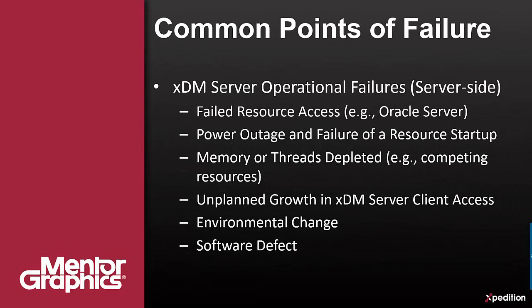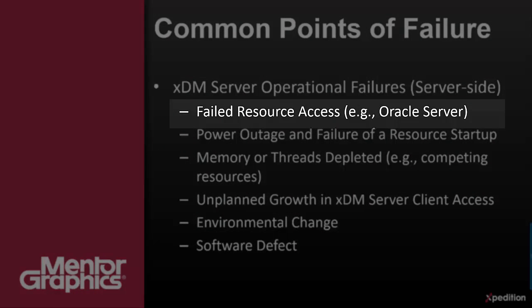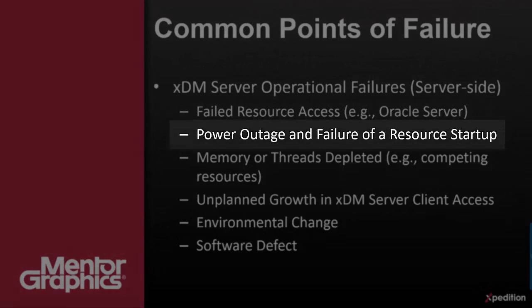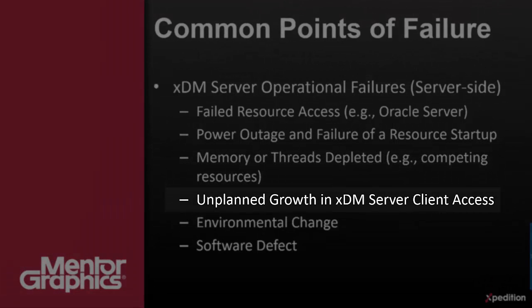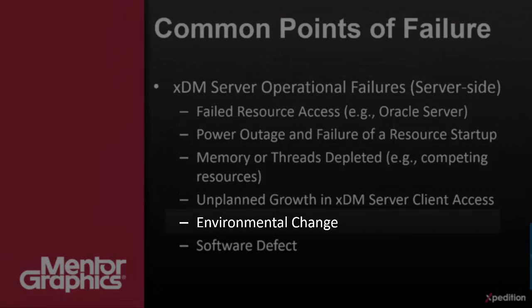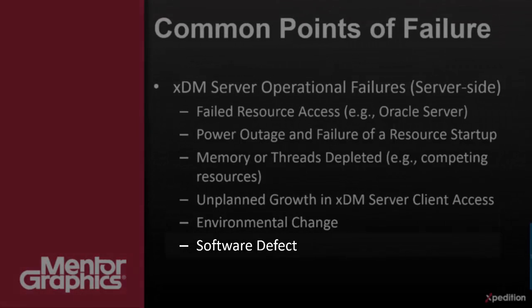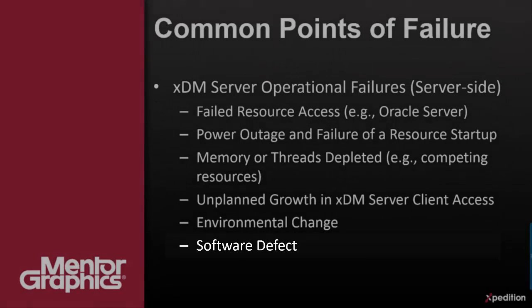Let's review some of the operational failures that the XDM server might have. Failed resources access, like Oracle Server. Power outage and failure of resource startup. Host machine memory or XDM server threads depleted. Unplanned growth in the XDM server client access might overload the server. Environmental change, and again, there might be a software defect.